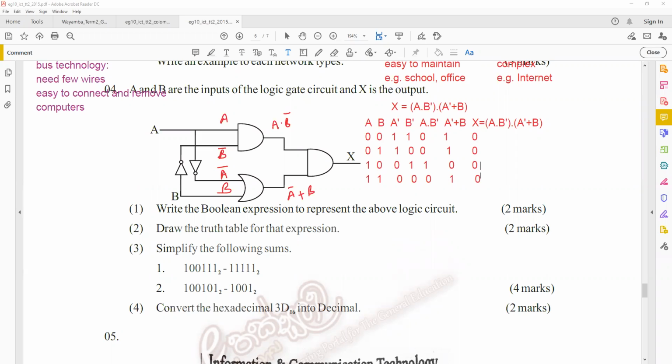Janani, your first answer is correct. So the first one, we have to subtract 1, 0, 0, 1, 1, 1. We want to subtract 1, 1, 1, 1, 1, isn't it? Actually, can you check the answer for the first one?